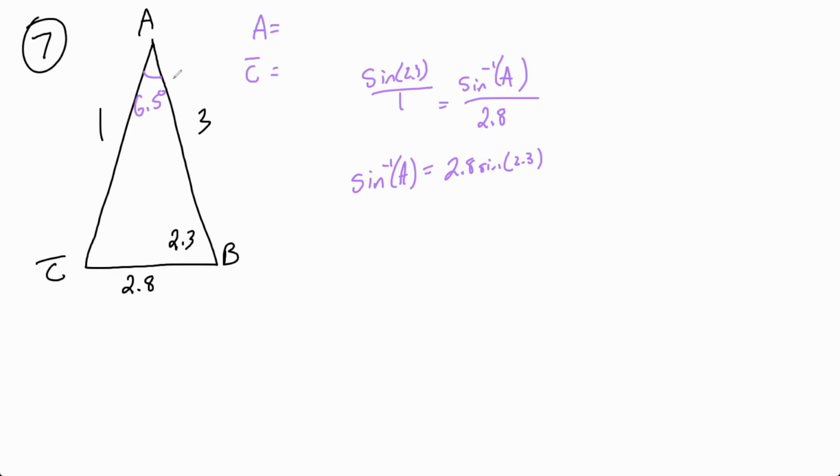So let's think about what that means. I have 180 minus 6.5 minus 2.3. For this to work as a triangle, C, let's put it in red because we're not playing it safe here. We're using the geometry trick where we were assuming all of these were real. C would have to equal 171.2.